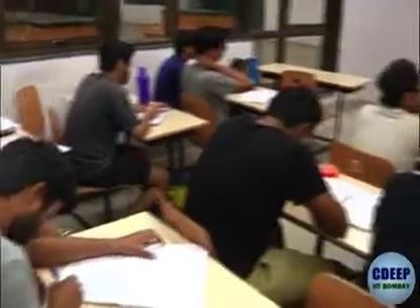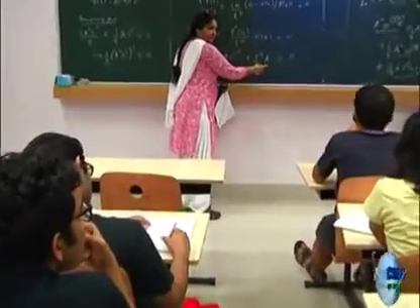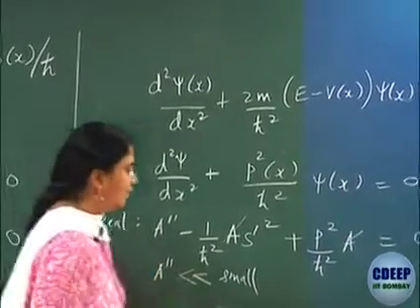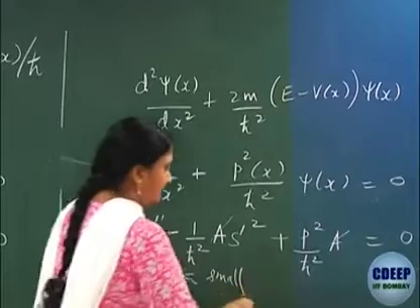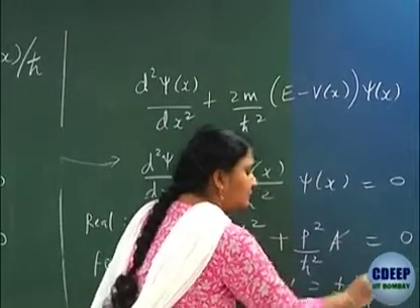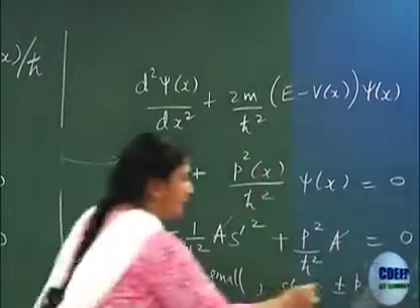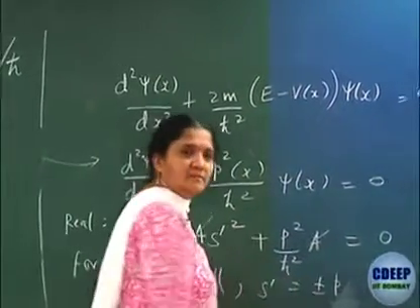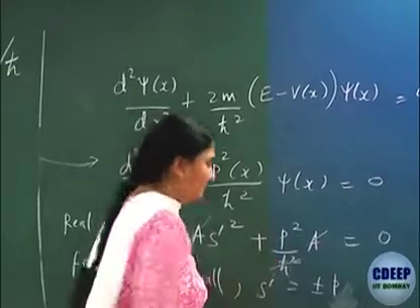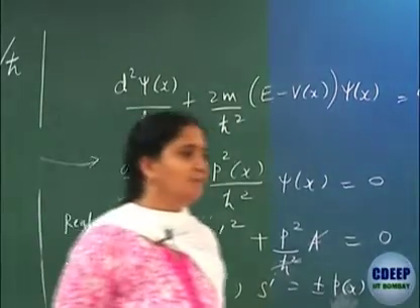If you take this to be small, then from here what we have to determine is what is S, because A will cancel, right? A cancels. If you take this to be almost 0, then A cancels, and what do we get? So, for A double prime very small, S prime equals plus or minus p by h cross. Sorry, h cross is already there, so I can cancel that also. So, S prime is going to be plus or minus p. p is a function of x. And what is p? p is root of 2m(E minus V), and I am assuming E to be greater than V.